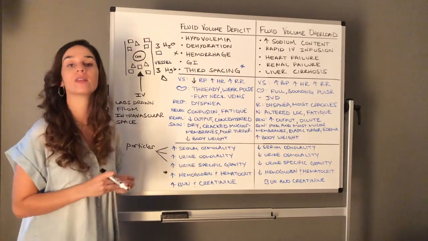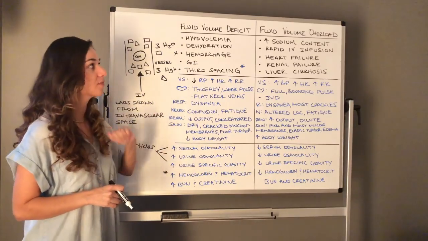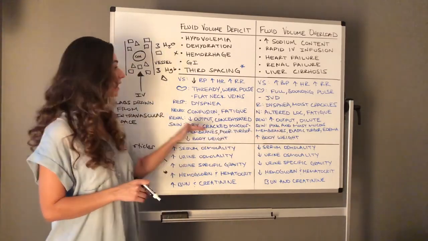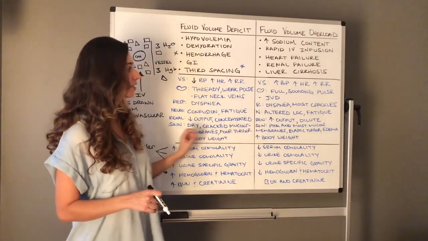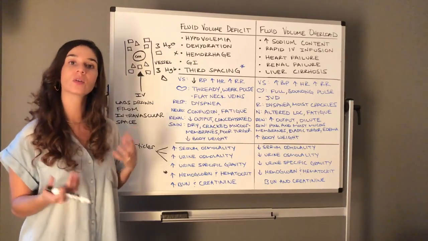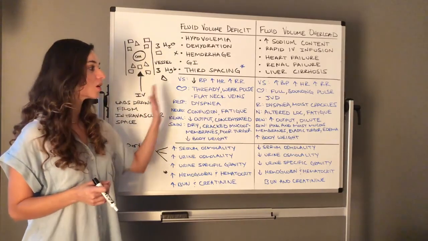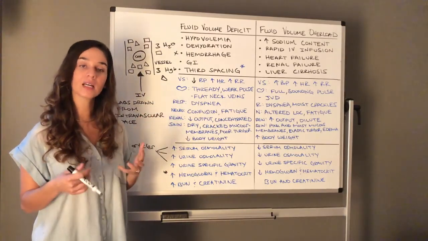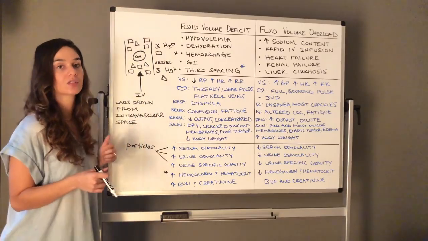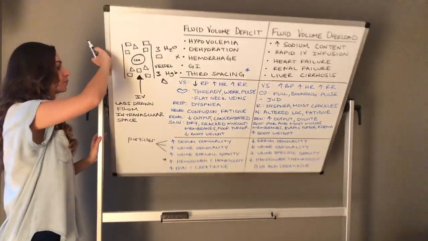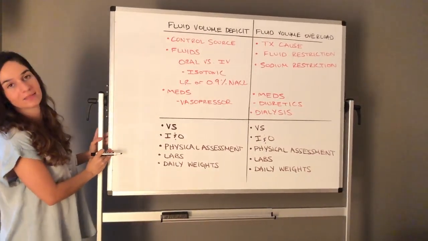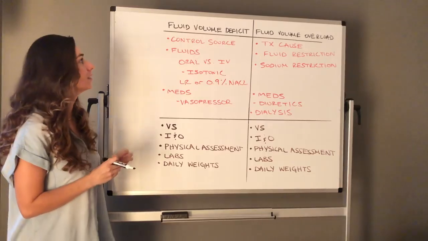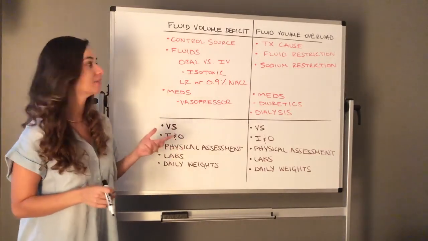So this is how these clients look, fluid volume deficit versus fluid volume overload. And again, my charts keep skin versus skin, kidneys versus kidneys, respiratory versus respiratory, just so you have a better picture. So this is all of my assessment data. And now we have to think, how can we act as nurses? So, I say so a lot, don't I? That's my little thing.